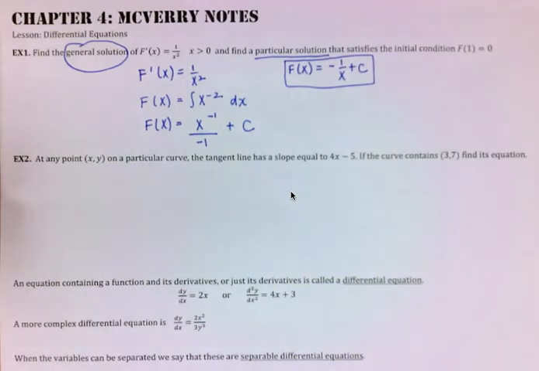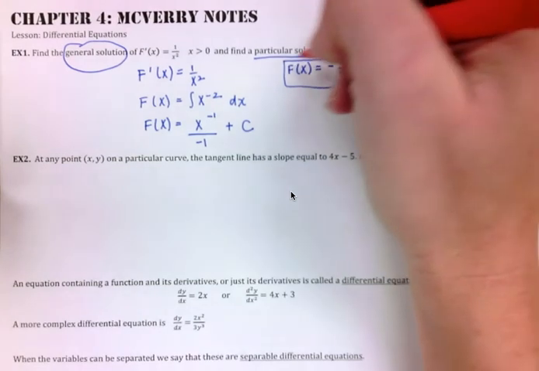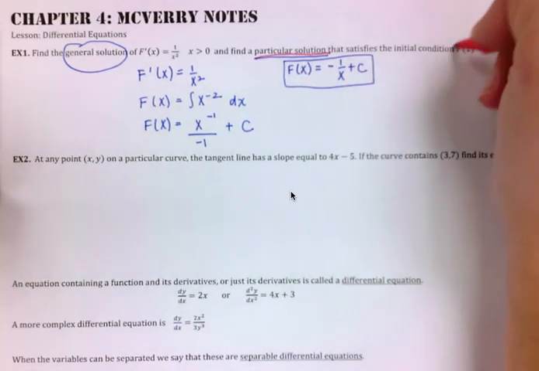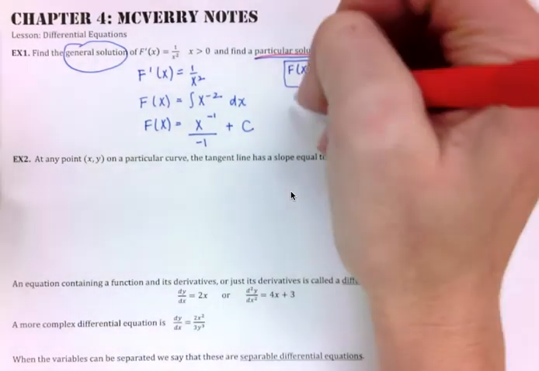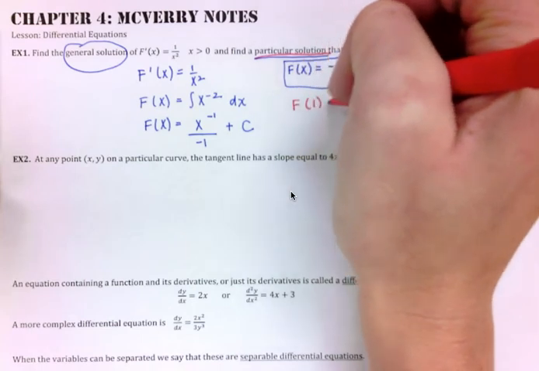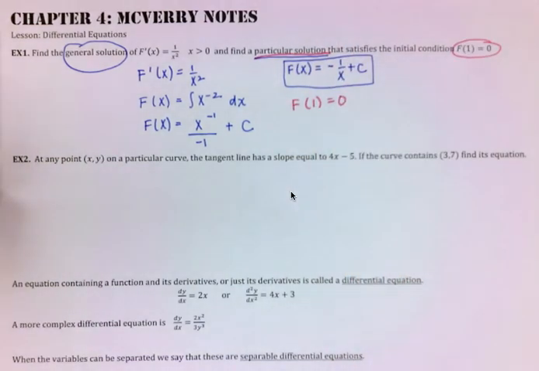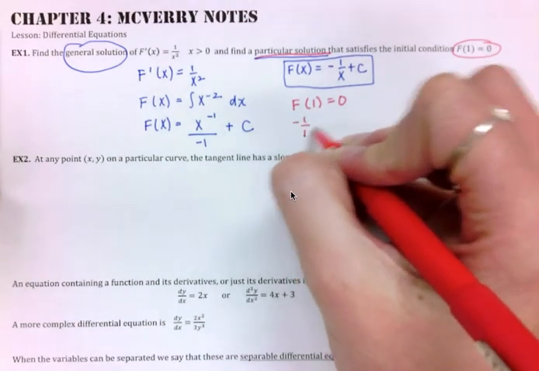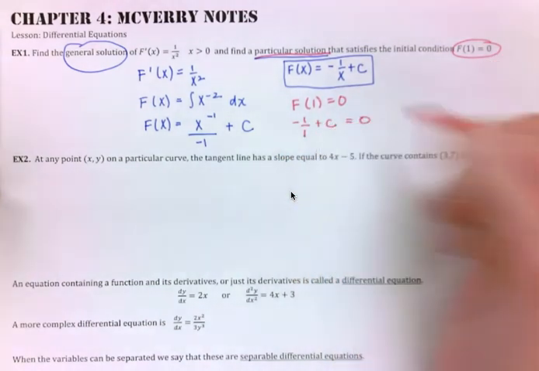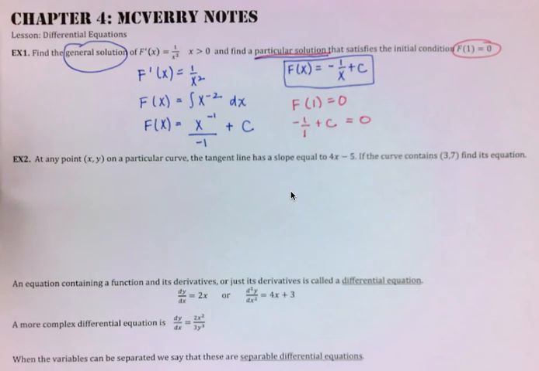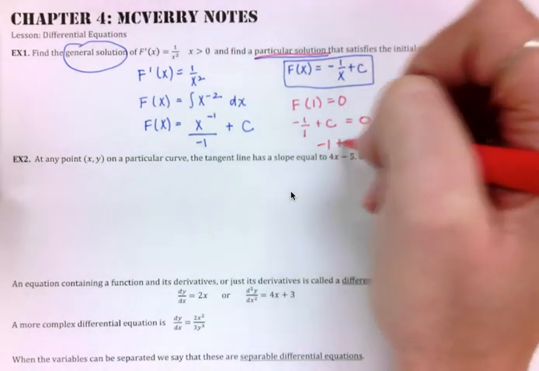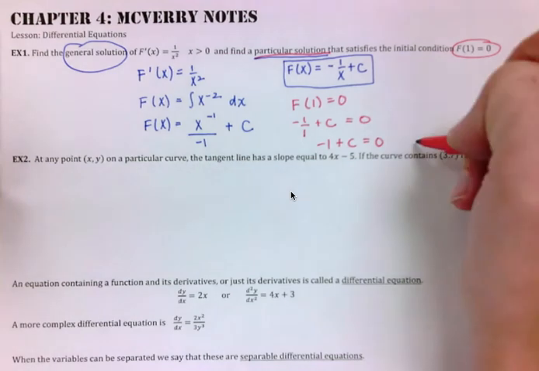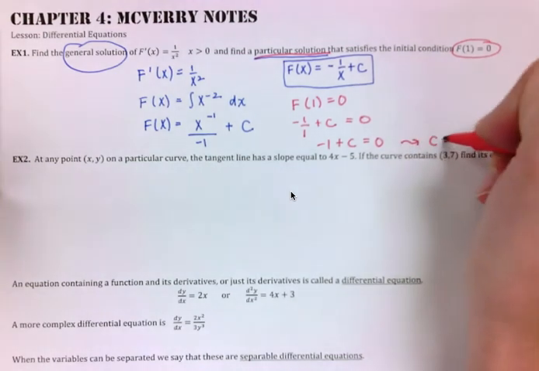Now to find our particular solution, they gave us more information. Our particular solution is going to be satisfied when F of 1 is 0. So we just plug that in. F of 1 would be negative 1 over 1 plus c, and if that is 0, then we're just solving for c. So negative 1 plus c equals 0, so c must equal 1.